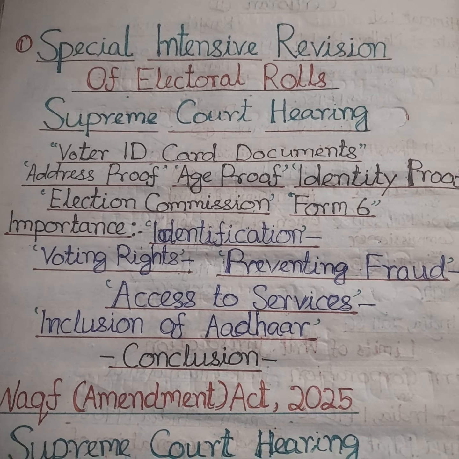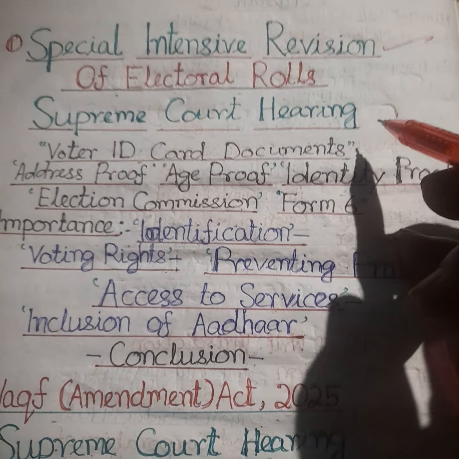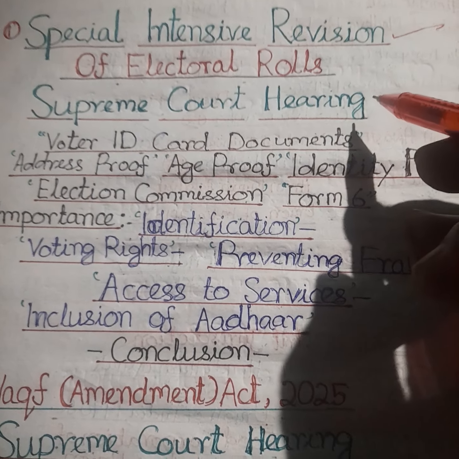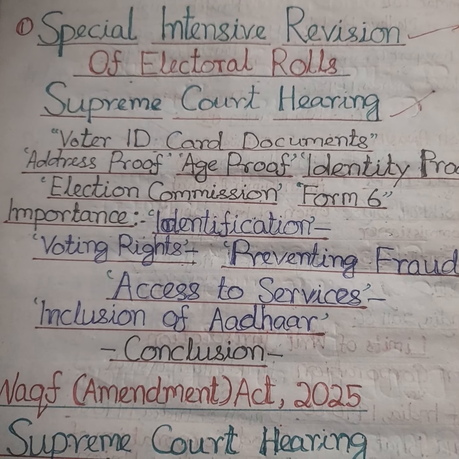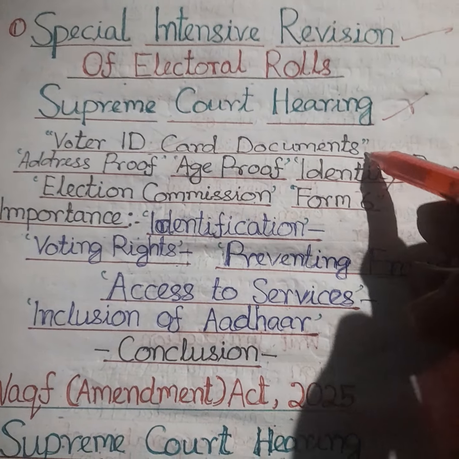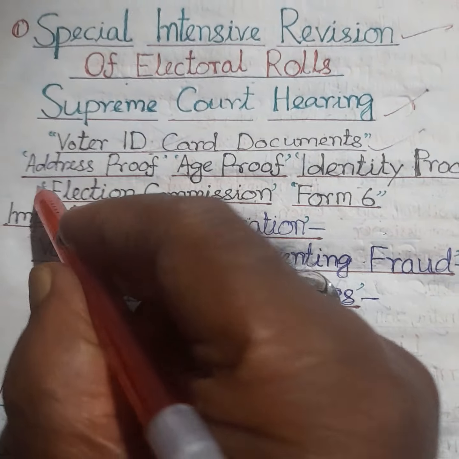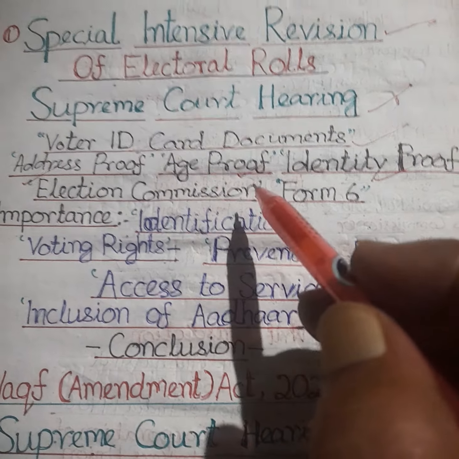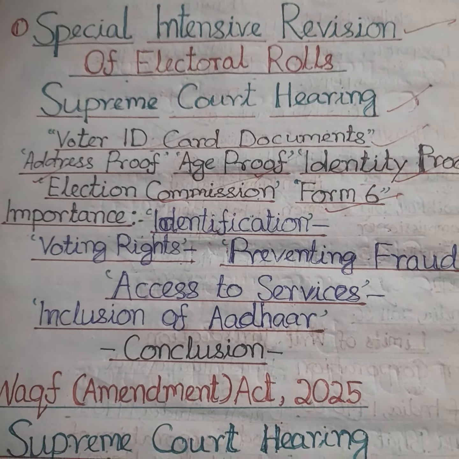This lecture will be on the special intensive revision of the electoral rules in Bihar, and in particular the ongoing Supreme Court hearing on this matter. So, now we'll discuss regarding voter ID card and the very documents required as regarding address proof, age proof, identity proof. Then how it would be applied under Form 6 to the Election Commission.